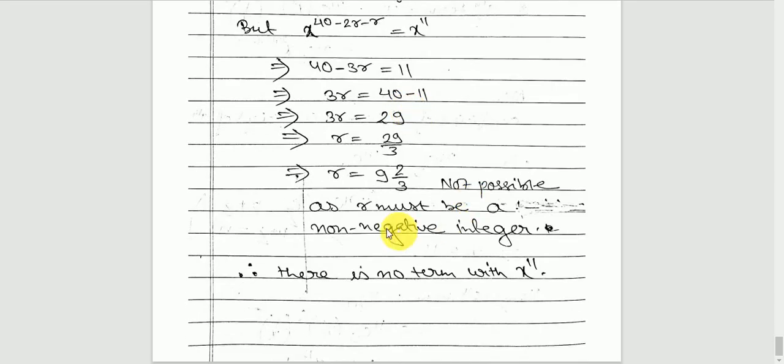r has to be greater than or equal to 0, and r has to be an integer. So this is not possible, as r must be a non-negative integer. That means there is no term with x to the power 11. So this is all, and this chapter gets over. This chapter is also done.